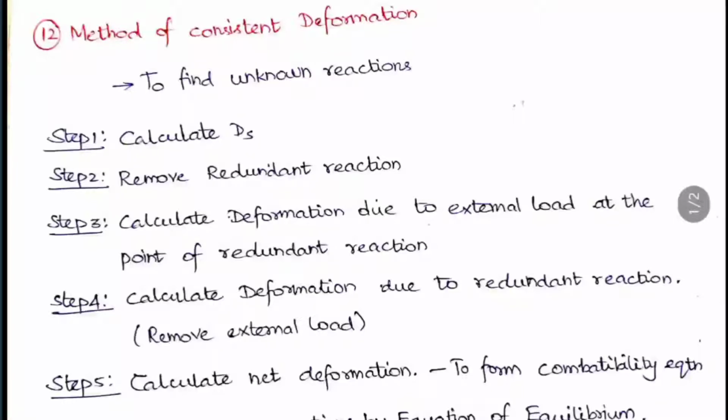And after that, calculate the deformation due to the external load at the point of redundant reaction. So now we have removed a reaction. Let it be ABC; if you are removing a reaction at C, you have to calculate the deformation at that point C, but only considering the external load. The external load may be a UDL, UVL, or a point load. So it is based on that case.